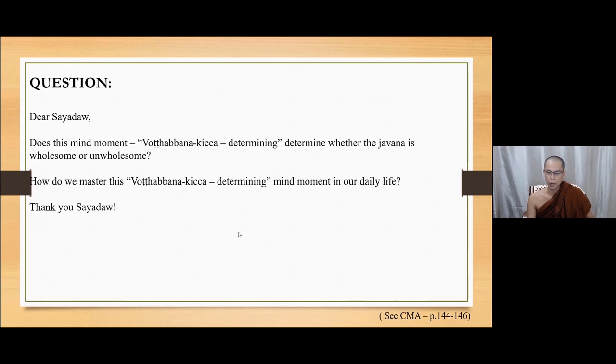It is not the Vatavana. It is a different one.